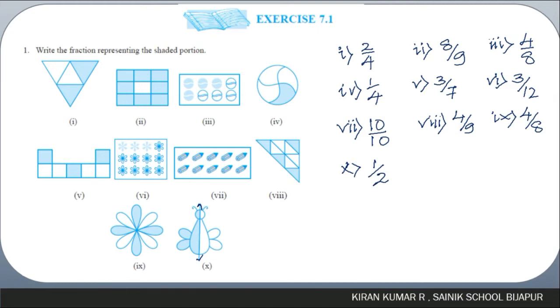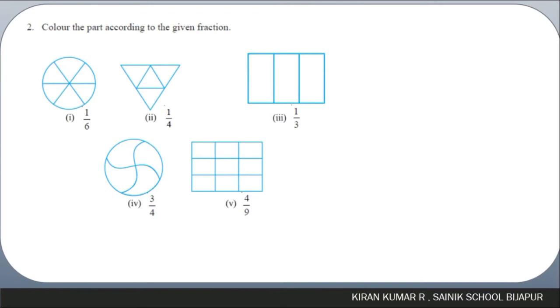Let's look at the second question. Second question is, we need to color the parts according to the given fraction. 1 upon 6, 1 by 6. So 1 part is to be shaded out of the 6 parts. So this is the figure representing 1 by 6.